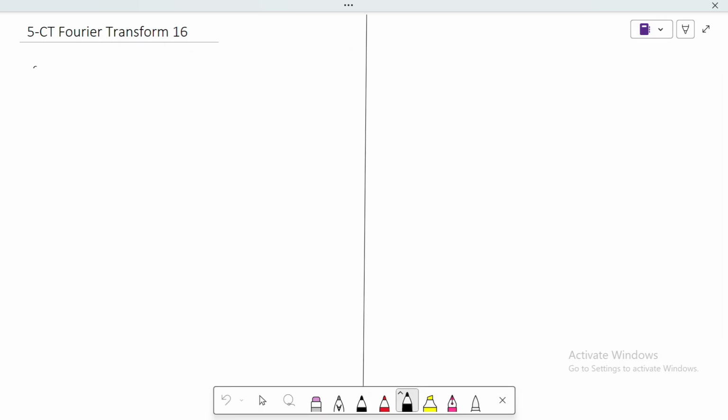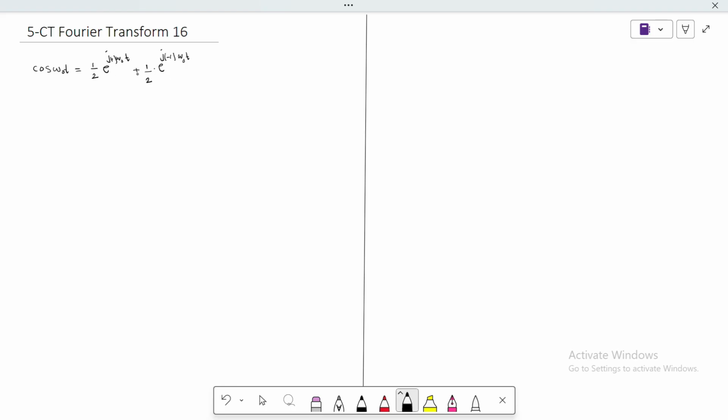So see this, cos omega naught t. In exponential form, we can write it like this: 1 by 2 into e power j omega naught t, plus 1 by 2 into e power j into, so here I'm assuming, minus 1 into omega naught into t. So here the magnitude is equal to 1.